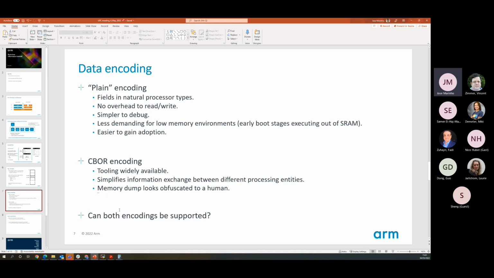On the downside, if you look at a memory dump of information encoded with CBOR, it's just going to look obfuscated to a human. So there's this additional hurdle. But given that there are positive points on both encodings, the question is whether we can have both encodings supported for the payload interfaces, and what does everyone think about this? Is this feasible? Is it even worth considering? Or is there some sort of consensus that we need to choose one over the other?